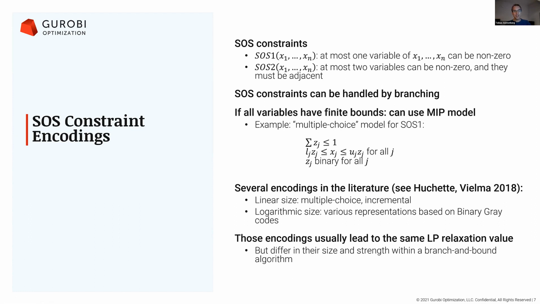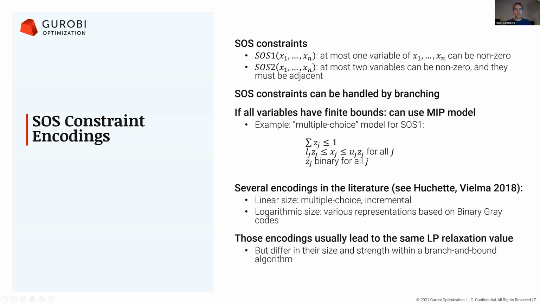But in addition to this multiple choice model, there are also other encodings proposed in the literature. For example, see this nice paper of Huchette and Vielma from 2018. They consider several different formulations for SOS constraints. So some of them are linear in size, just like this multiple choice model, right, where for each variable in the set, you introduce one new variable, and in this case, two constraints plus one additional overall constraint. So this is linear in size, and there is another linear size model that is called the incremental model.